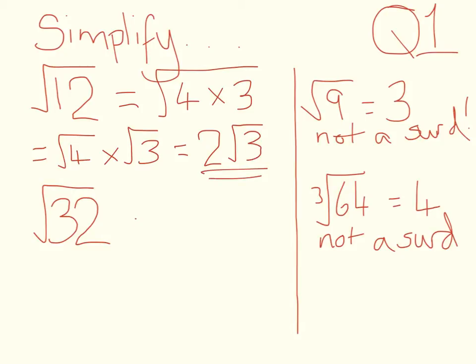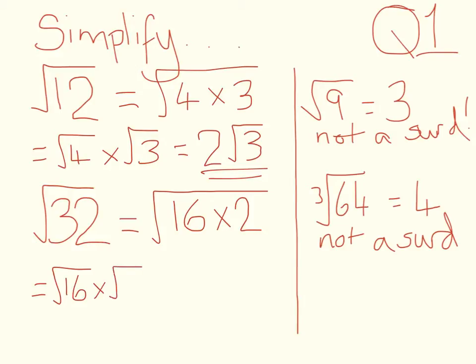Next, I want to look at square root 32. So, thinking about square numbers that multiply to make 32, I could say 4 goes into 32 8 times. However, that's not the biggest square number that goes into 32. The biggest square number that goes into 32 is 16, and it's multiplied by 2 to make 32. Again, you need to split this into two surds. So it's square root of 16 times square root of 2. The square root of 16 is 4, and you've got square root 2 there. So that is how to answer the questions in question 1.